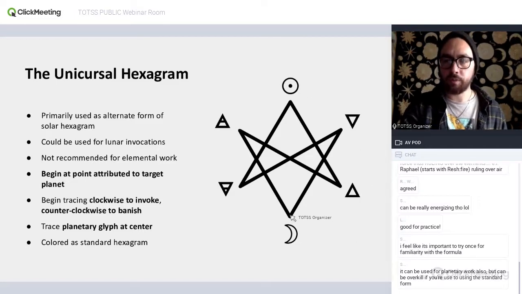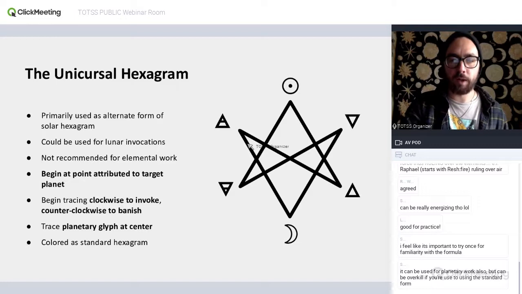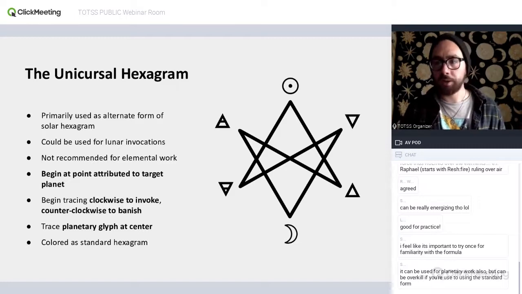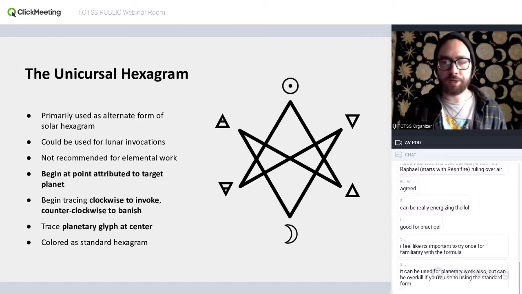To invoke the moon with this, you would just start off going clockwise and go all the way around. And then to banish, you would start here and go counterclockwise all the way around. And then same thing, you'd invoke it in the same color scheme like we saw, and then you trace the glyph in the center.